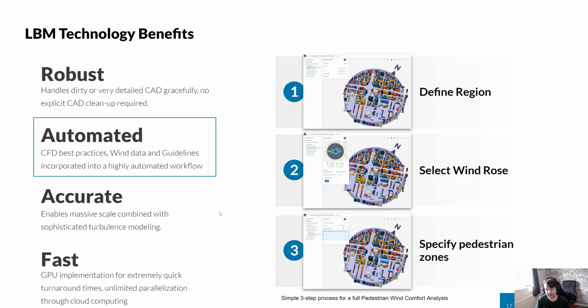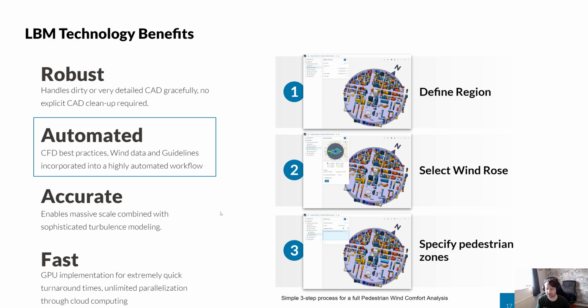Secondly, we have automated this specifically for external building aerodynamics. So we've got the lattice-Boltzmann method, but we've also built a wrapper on top of it that automates the process for pedestrian wind comfort and external building aerodynamics. And this means that we've simplified it down to 3 simple steps, and we'll be going over these steps in more detail later on in the presentation.